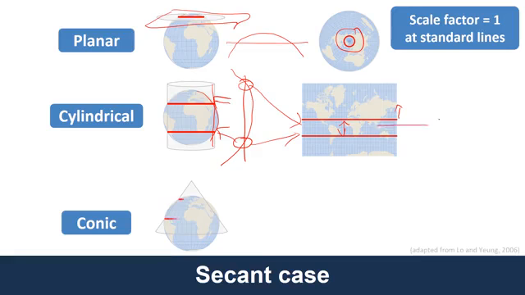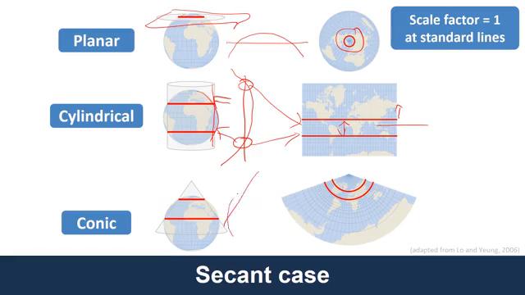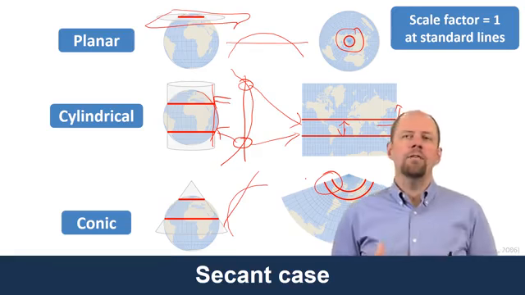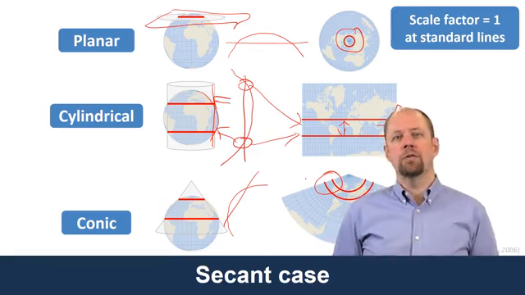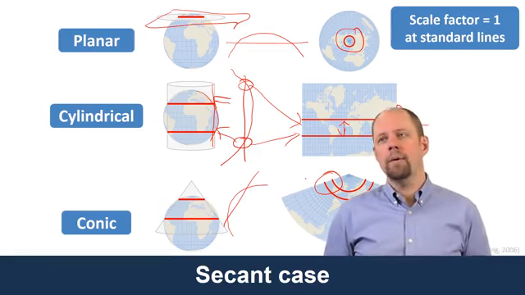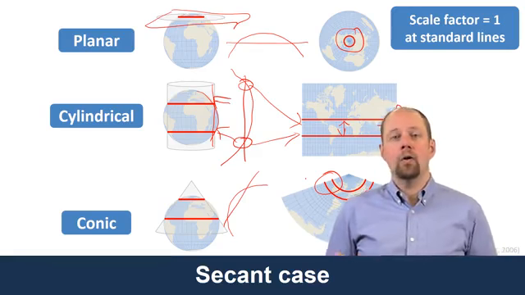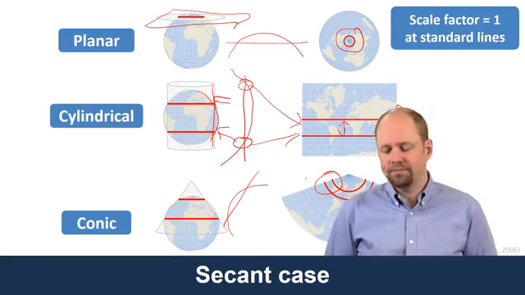The same thing is true with the conic secant case. Now the cone is touching at 2 locations, so our globe kind of does this. And so now we have 2 standard lines here. Again, same idea, scale factor equals 1, 2 standard lines. We've reduced the amount of distortion on our map. So all of this is to say that it's a strategy that's used by map makers to reduce the amount of distortion overall on a map and to make it a higher quality map as an end product.